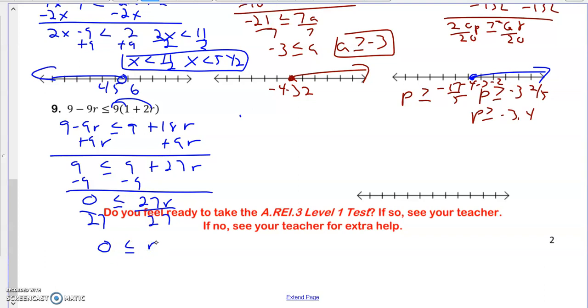Remember, I don't like that. I have to have r on the left side. So r is greater than or equal to 0. And then I'm going to put in here a negative 1, 0, and 1. It's a closed dot, and it's going to go to my right.